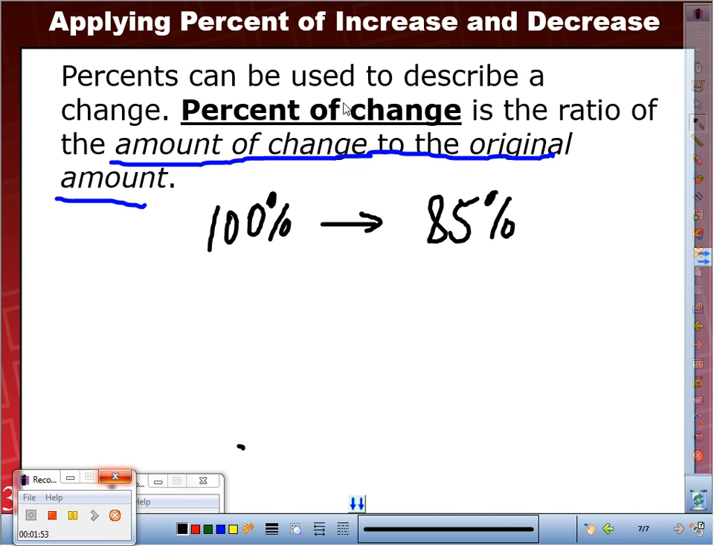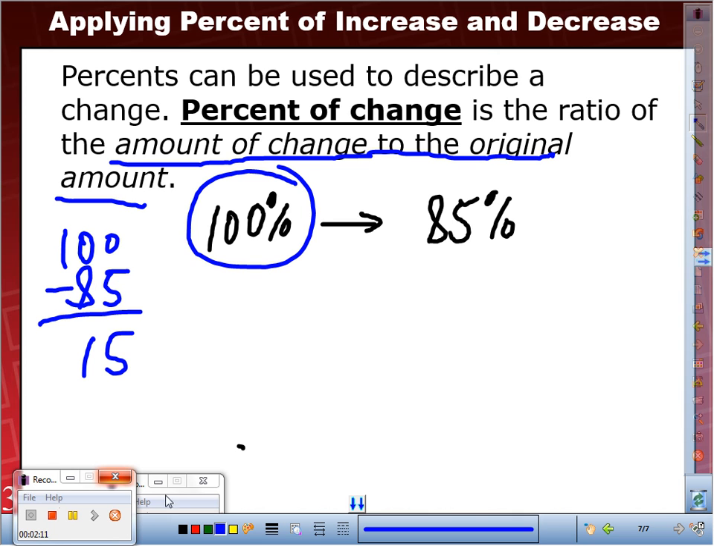So the percent of change is what it increased or decreased. So how can we find that out? We take the biggest percent or the biggest number, subtract the smallest number, and that gives us 15. 15% is the percent of change. Do you all understand that? Okay. Questions, comments, autographs? No? We good? All right. So basically, this is what we're going to be doing today. Finding the percent of change, whether increase or decrease. Okay?